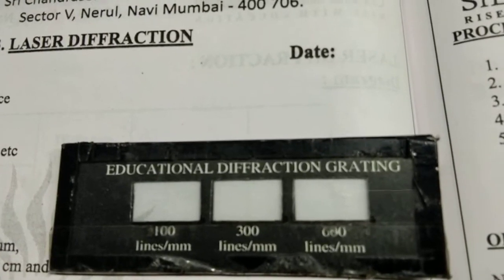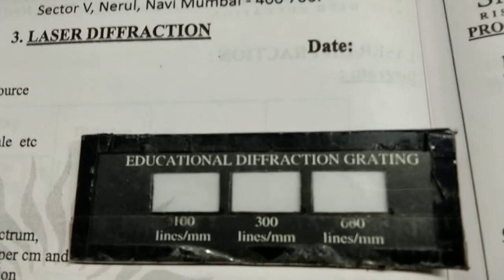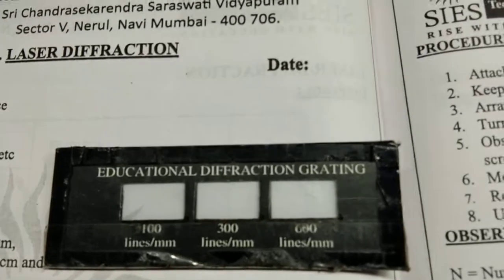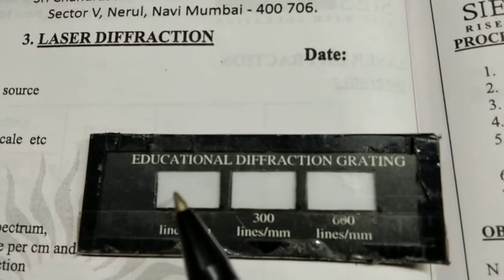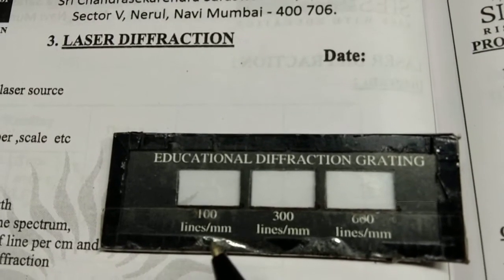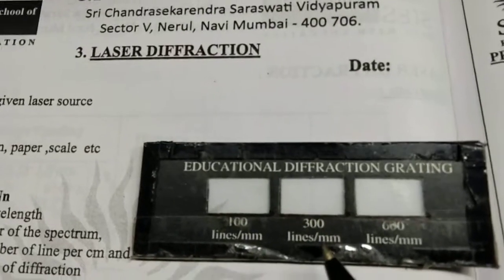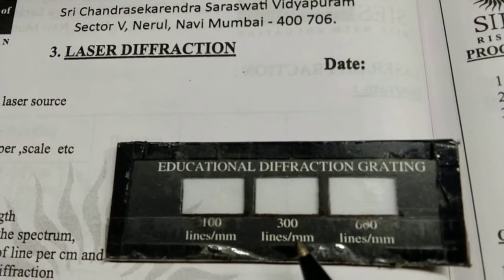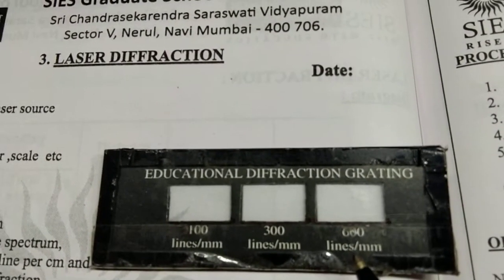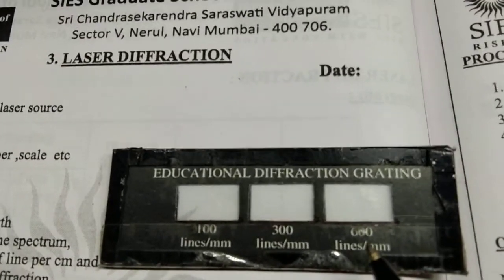This is a diffraction grating sheet which is nothing but a plain transparent glass sheet where opaque rulings are made with a diamond point. In this particular grating sheet, there are three bifurcations. The first section consists of 100 lines per millimeter. That means 100 lines are drawn per millimeter here. The second portion consists of 300 lines per millimeter and the third portion consists of 600 lines per millimeter. This is nothing but the capital N value, that is the number of lines on the grating sheet.